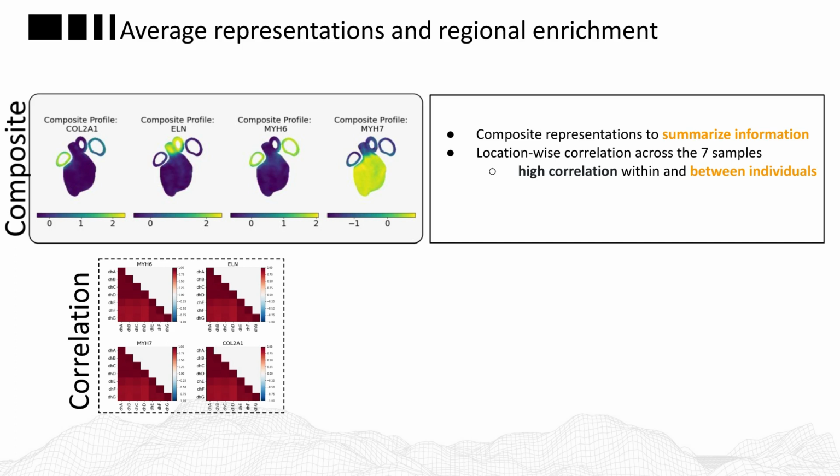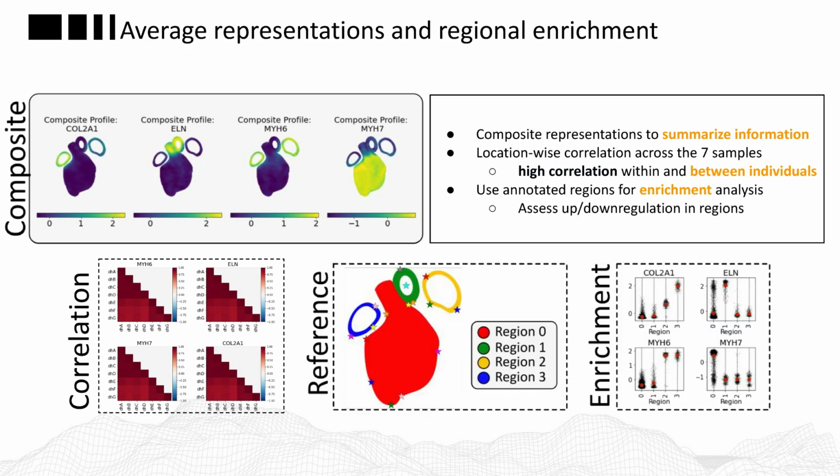Now finally, we're going to come back to this reference with the differently annotated regions here. And I just want to make it clear that we didn't do any annotation in the observed data, we only annotated these regions within the reference. But since we've transferred all of the information to this reference, we can see how the expression of different genes varies between these different regions, allowing us to make a regional enrichment analysis. And this, of course, allows us to assess the up or down regulations of certain genes in different regions.